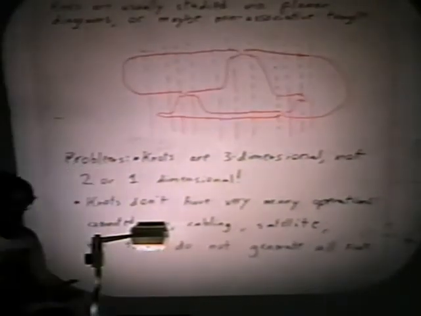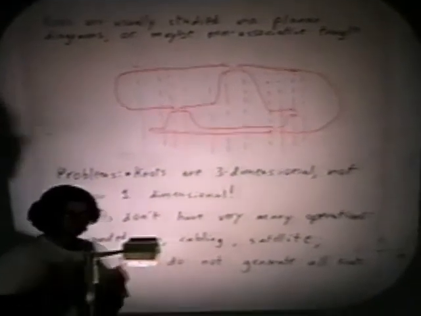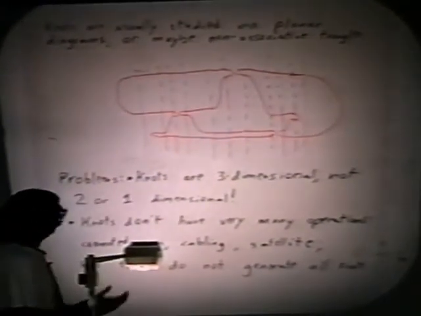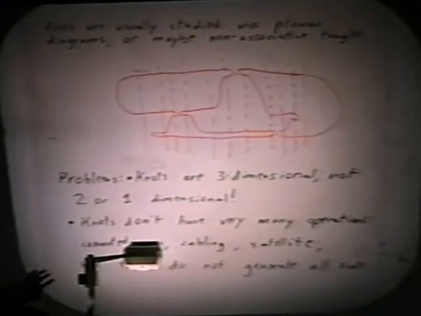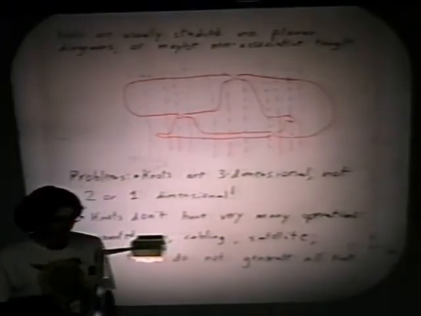But I don't like these pictures. Knots are really three-dimensional objects, and these pictures are doing a great violence to a knot by taking a three-dimensional object and squashing it down into a plane, or even worse, onto a line. So we'll try to do better in this talk.